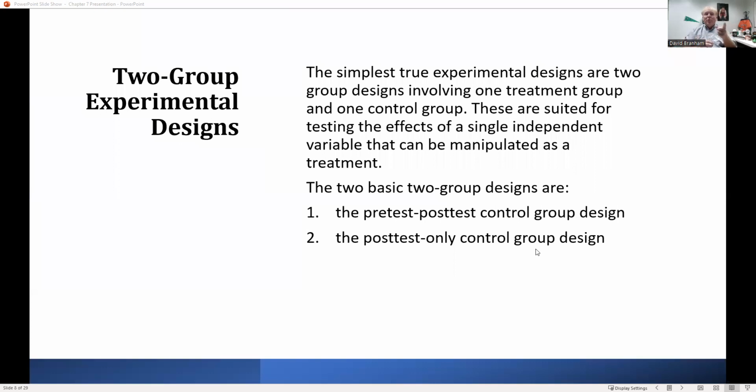So, two-group experimental designs. The simplest true experimental design is the two-group design involving one treatment group and one control group. And these are suited for testing the effects of one independent variable that can be manipulated. And all you're going to do is manipulate it once, right? For instance, the pill: you're going to give one group the pill and one group not the pill. So you have two basic designs. One is the pre-test, post-test control group design, and the other is the post-test only control group design.